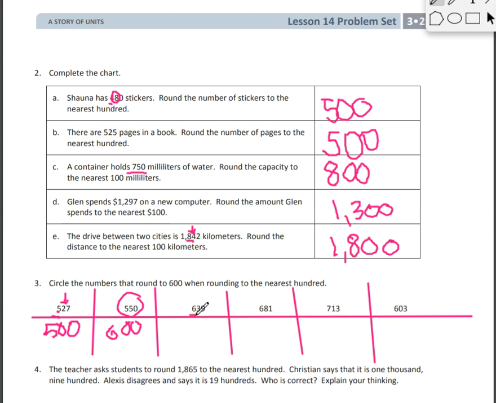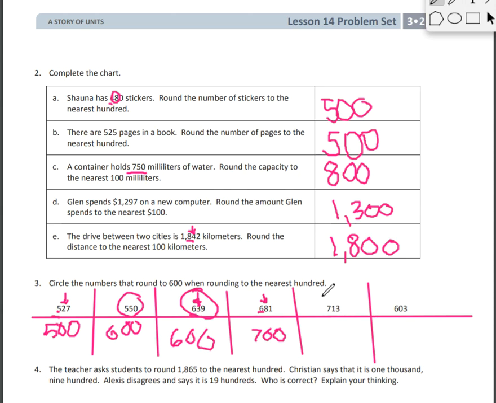All right, 639. I'm only worried about the 30. That's what's making up my mind. 3 says that it stays the same. This is an answer. 681. That 8 tells me I round up to 700. This is not what we want. That is incorrect.